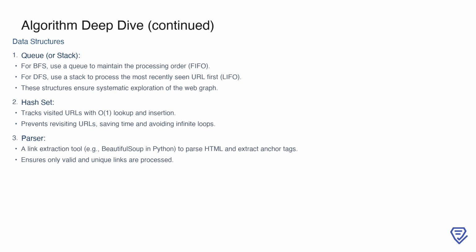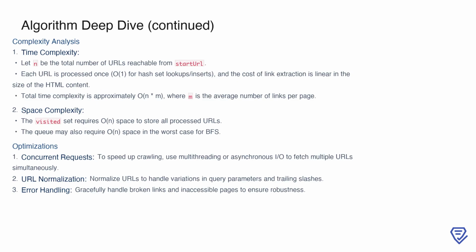A hash set is equally important, as it tracks all visited URLs. With O(1) lookup and insertion time, the hash set prevents revisiting URLs and avoids infinite loops. Additionally, we rely on a parser to extract links from the HTML content of each page. A tool like Beautiful Soup in Python can efficiently parse anchor tags and provide the URLs for validation. By combining these components, we ensure the crawler is both efficient and accurate in adhering to the constraints of the problem. Let's analyze the algorithm's complexity.